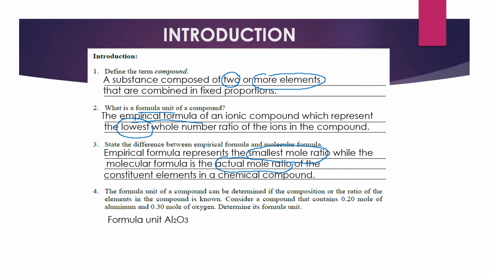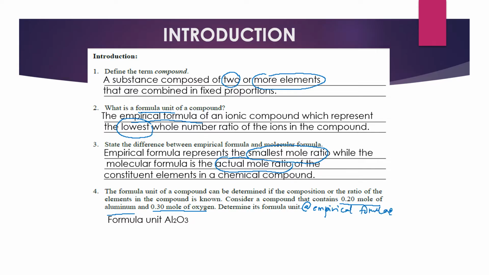Number 4, the formula unit of a compound can be determined if the ratio of the elements in the compound is known. Consider a compound that contains 0.2 mole of aluminium and 0.3 mole of oxygen. Determine its formula unit. As I said before, formula unit can also be called empirical formula.